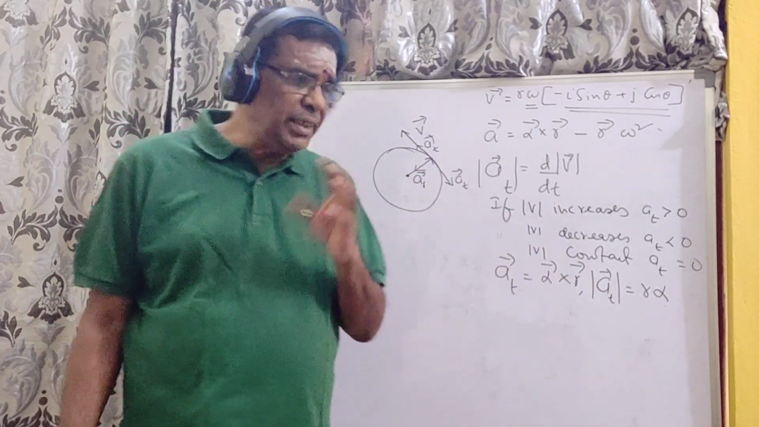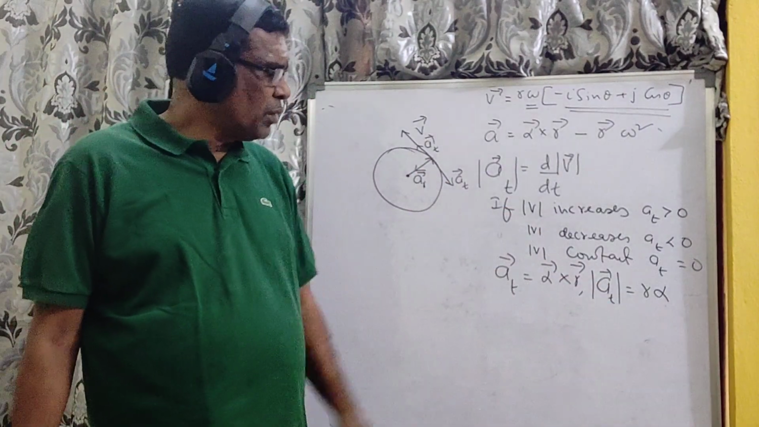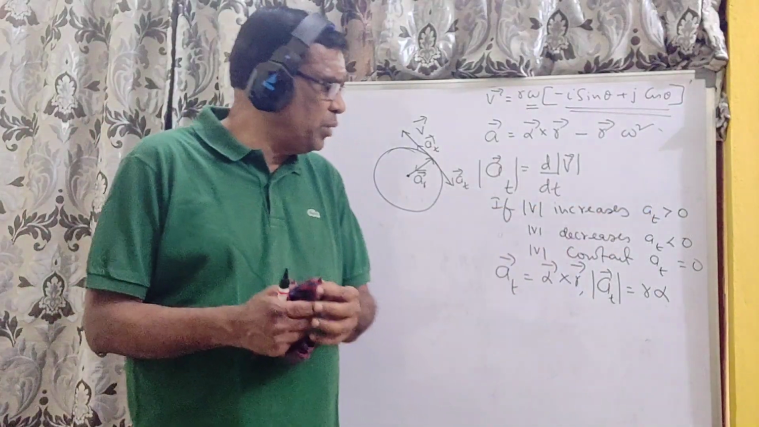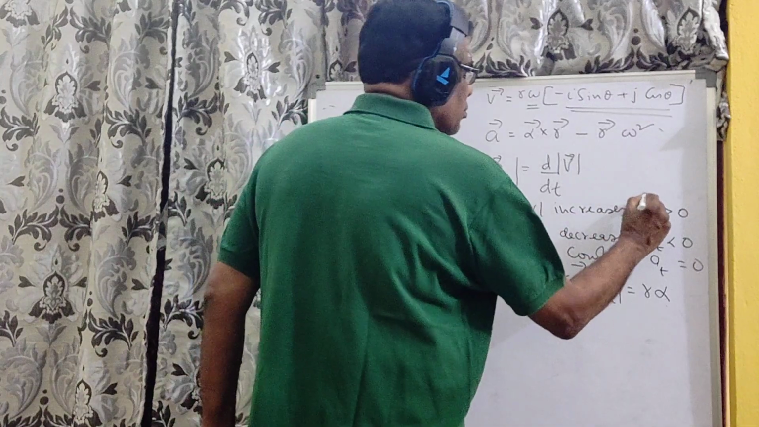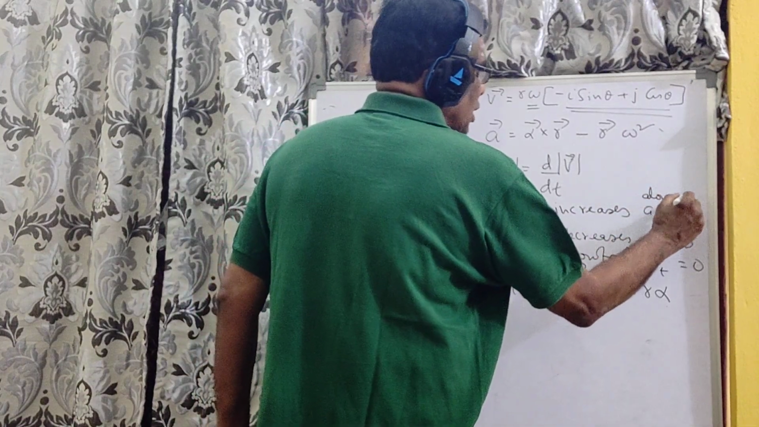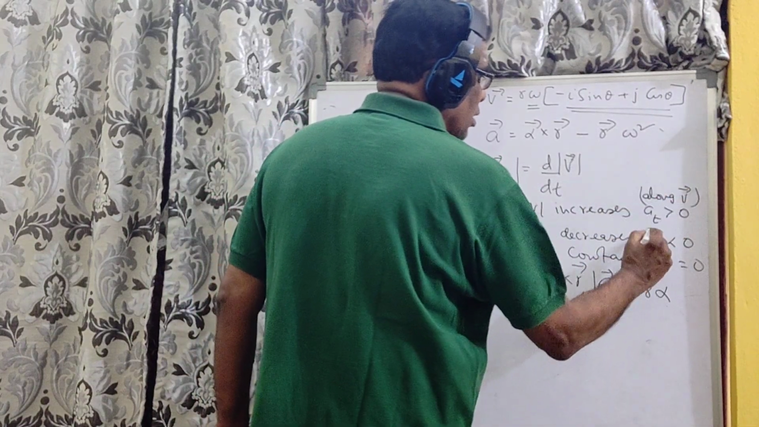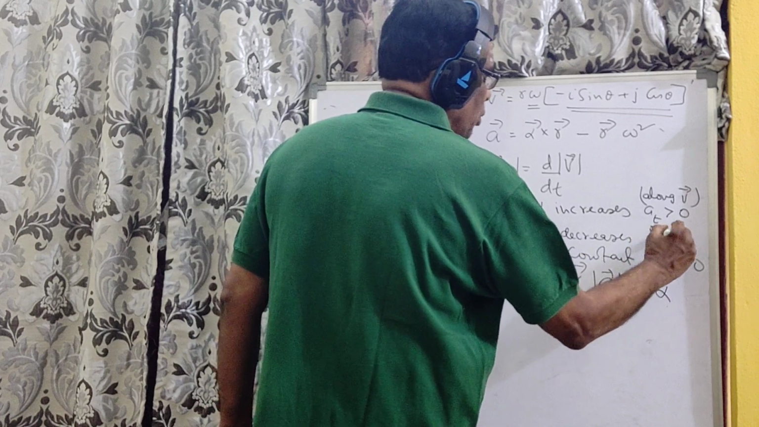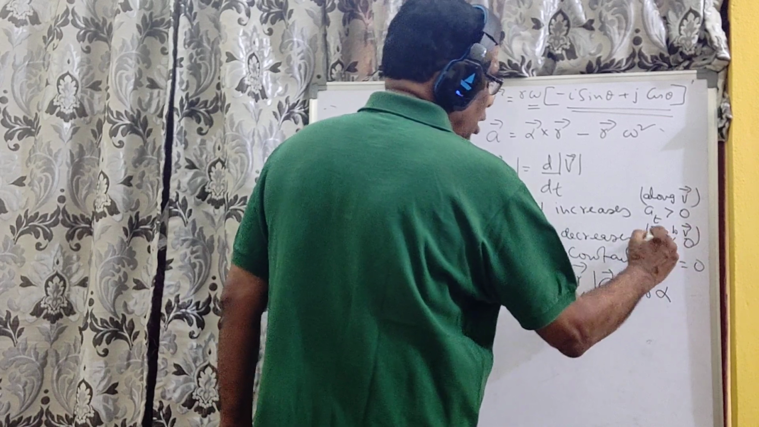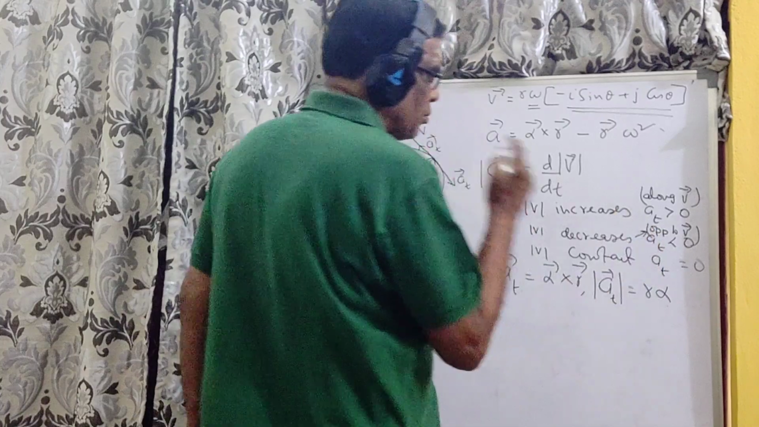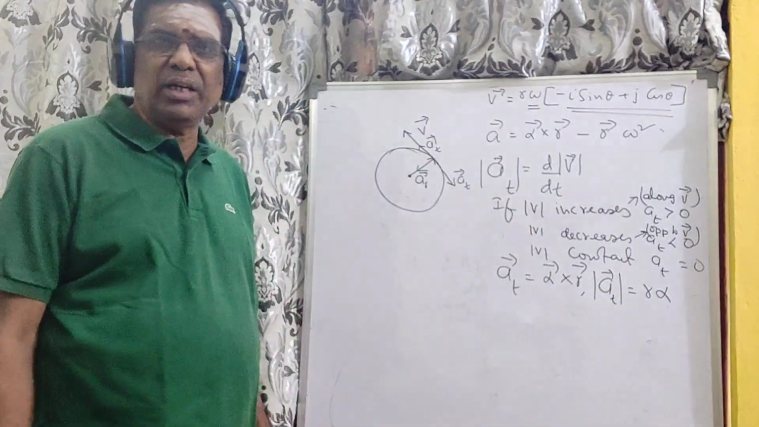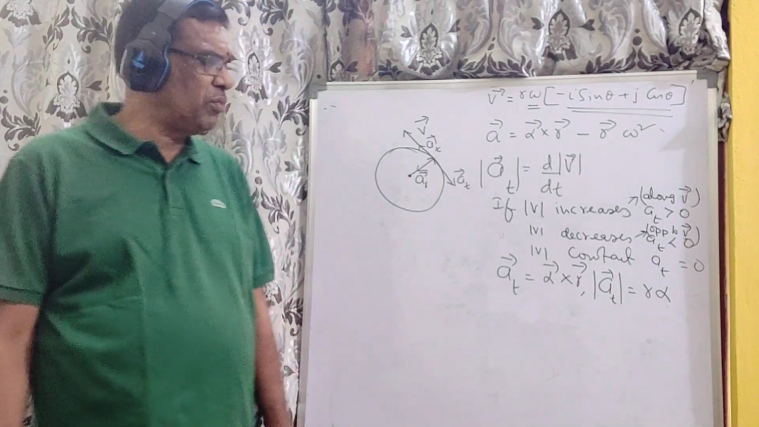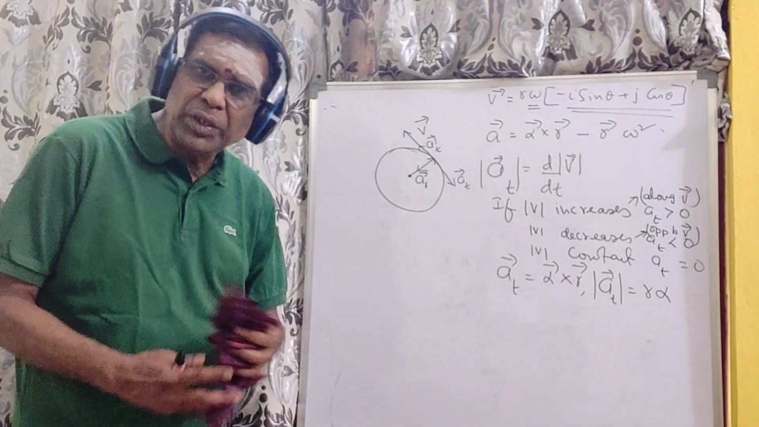So if it changes, we have seen AT greater than 0 means what? Along velocity, along v bar. This is opposite to v bar, this one. Increases means that is along v bar. That is very simple, straightforward thing. So no issue at all.